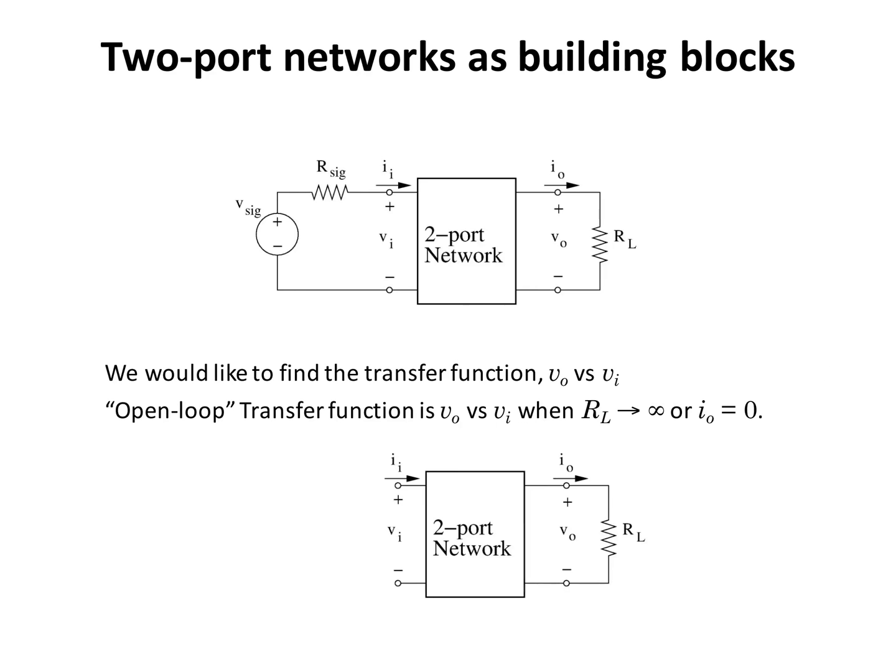These waveform shaping circuits are two-port networks and they're building blocks of the whole circuit. So for these two-port networks, we would like to find how Vout is related to Vi. In other words, we would like to find the transfer function of these circuits. In some circuits, the analysis is greatly simplified if RL goes to infinity or Iout is equal to 0. For this case, Vout versus Vi, or the transfer function, is called open loop transfer function.